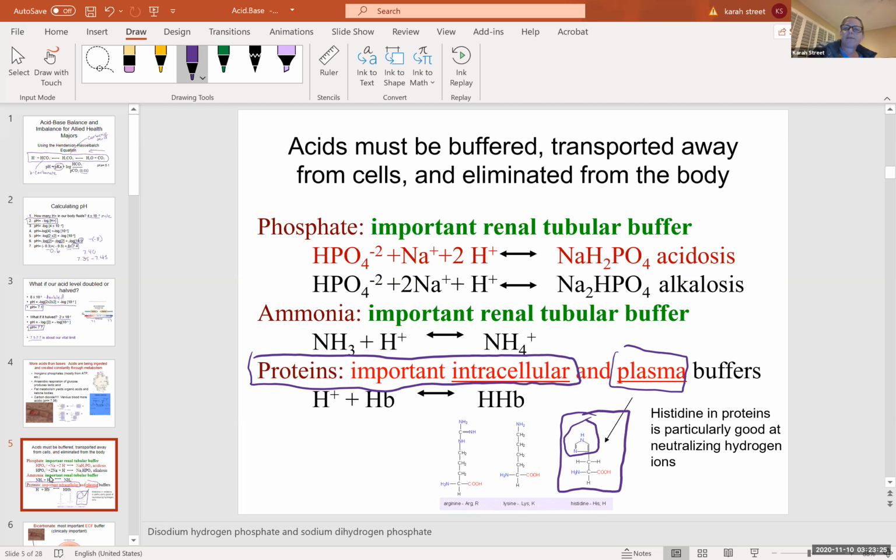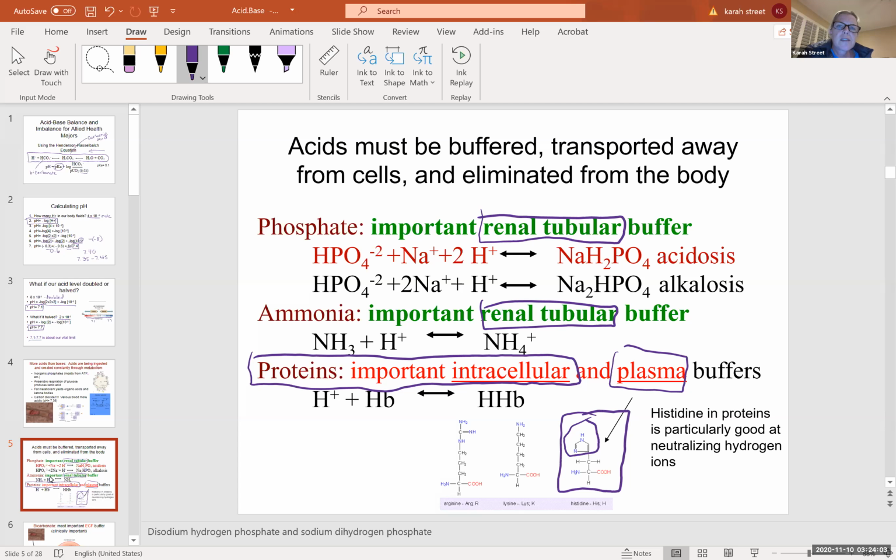We also have buffer systems in the kidneys, in the tubular regions of the nephron. So if we get our acids into the plasma, we know that the kidneys filter the plasma, and then all these acids are in the filtrate, and then the filtrate can become very acidic. Our urine can become very acidic, and we don't want our urine to become so acidic and not buffered in any way. It would burn when you peed. You'd never want to pee because it would hurt so much.